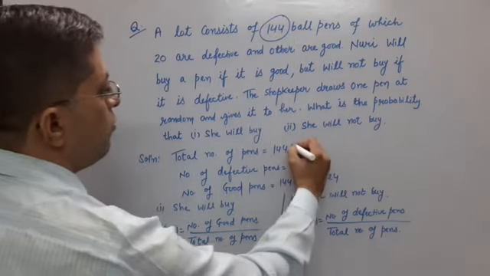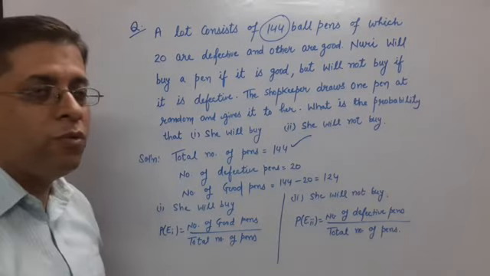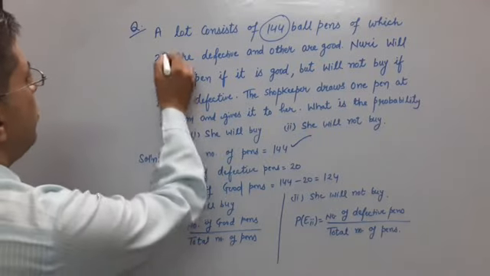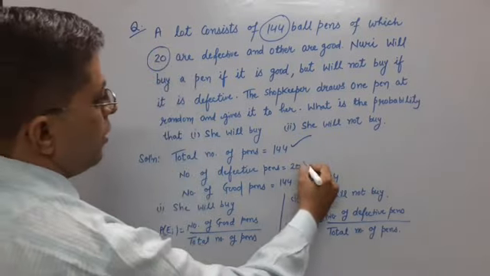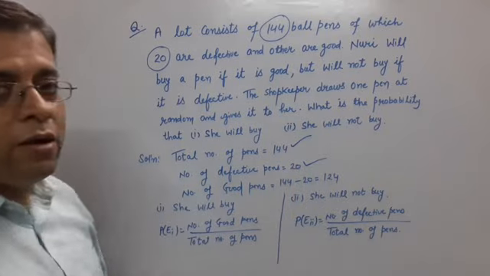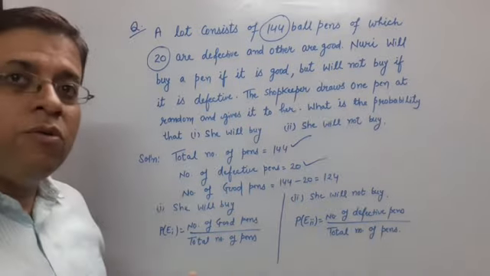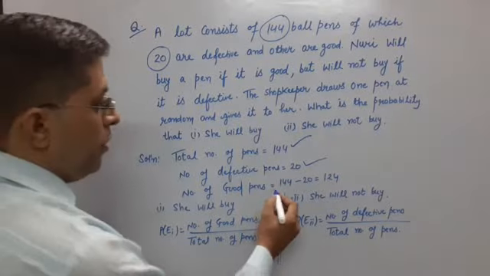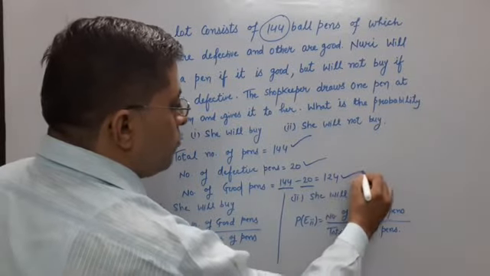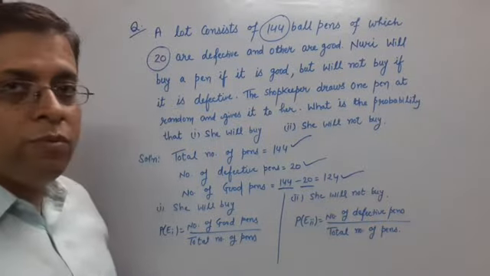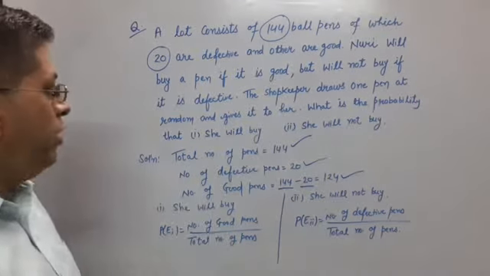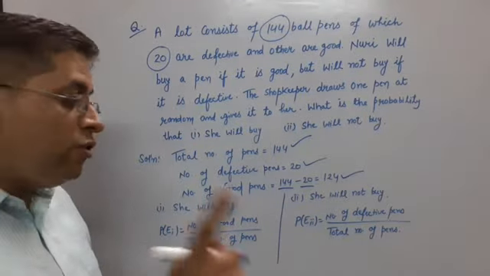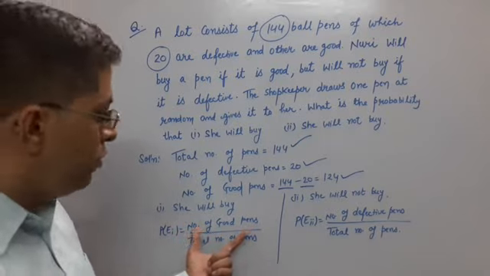First of all, the total number of pens is given: 144. The number of defective pens is 20. Then how many are good pens? Subtracting, 144 minus 20 is 124. Then the first point: she will buy. When will she buy? Whenever the pen is good.